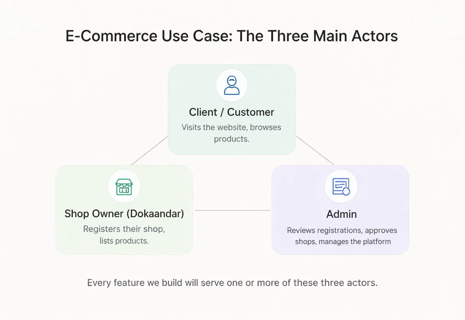For this e-commerce project, the instructor identifies 3 main actors, 3 types of people who will interact with the system. First, there's the client or customer. This is any visitor who comes to the website to browse and potentially buy products. Second, there's the shop owner, called the dokandar in the original discussion, which simply means shopkeeper. This is a business that wants to list their products on the platform. And third, there's the admin, the person who manages the entire platform behind the scenes. Understanding these 3 actors is the foundation of the entire use case. Every single feature you build will ultimately serve one of these 3 people.